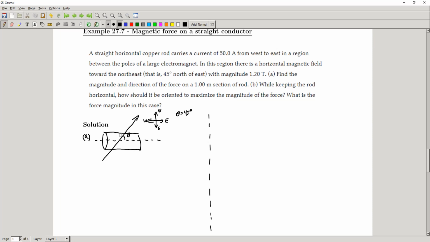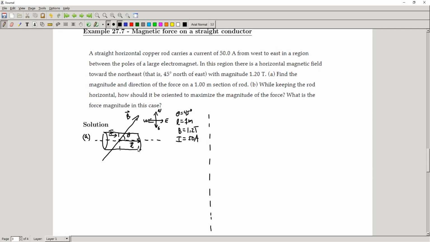Okay, and so we're interested in the force that 1 meter long of this. So this is going to be our L, and the magnitude of L is going to be 1 meter. Okay, and we're also told, okay, so this is B, and the magnitude of B is 1.2 Tesla. Okay, and I guess just to be complete, we have some I running in the wire in this direction, and I is going to be 50 amps. Okay, so we want to calculate what the force on that 1 meter section of wire is going to be, right?